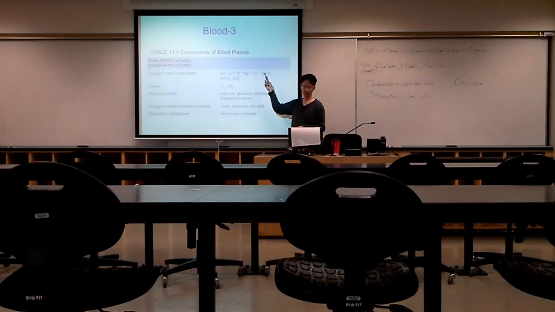So here is what I just told you. In the plasma, we have inorganic ions, like sodium, chloride, gas. And then you have the organic component, like the protein. And you also have metabolic waste, like urea and ammonia. And then you have other substances, like hormones and enzymes that can help you regulate your body function.